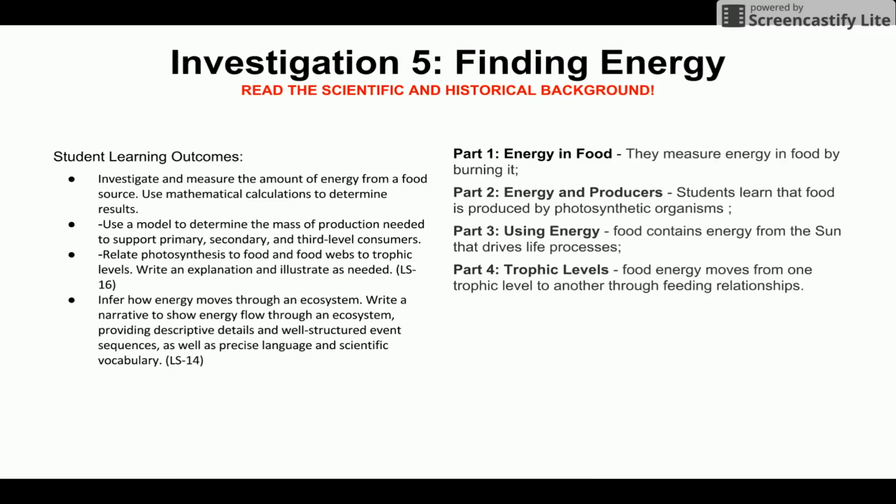It is important that you read the scientific and historical background in this investigation as it has a number of concepts and ideas. Part 1, Energy and Food. Students measure food and energy by burning it.